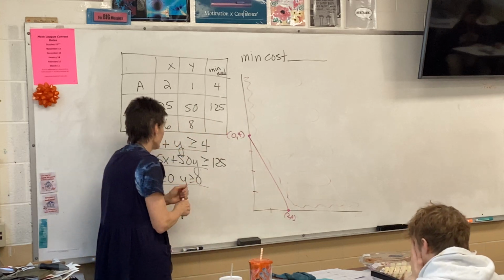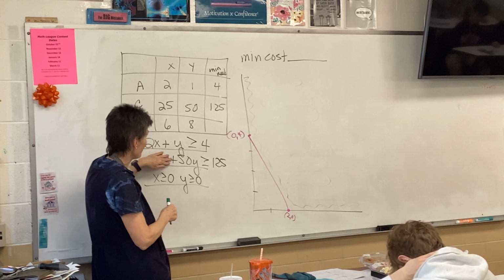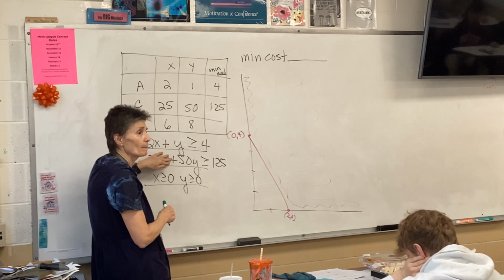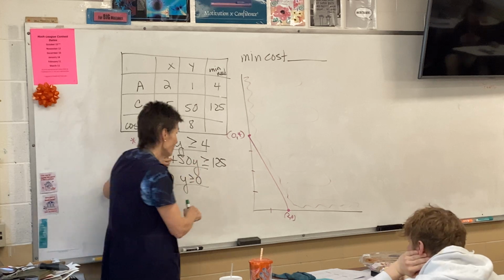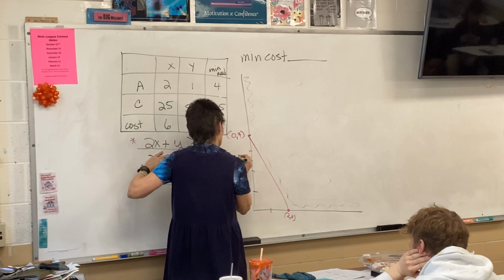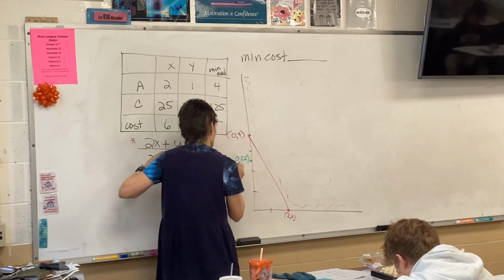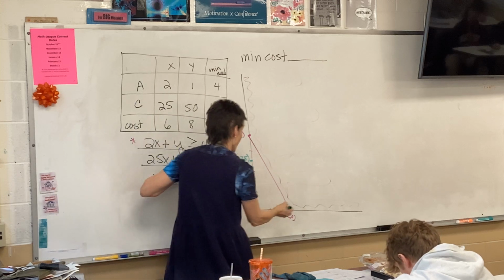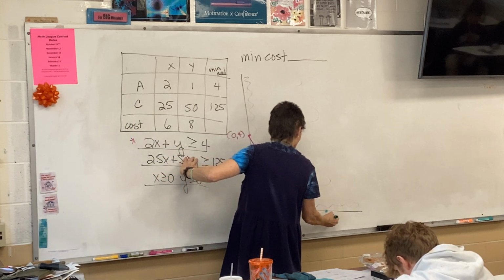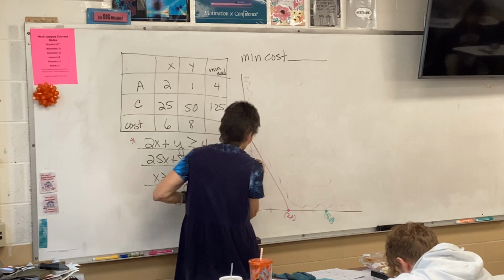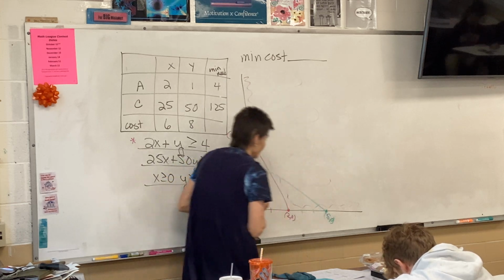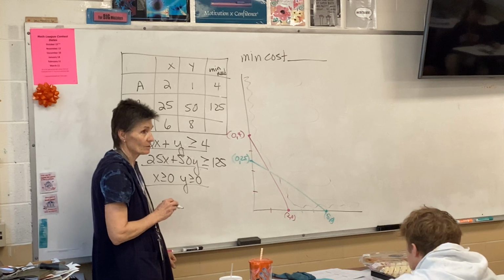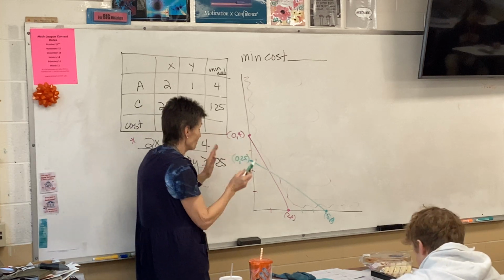All right, use your calculator to help you if you need it. If we cover up x, then y is 2.5. And if we cover up y, x is 5. Connect them with a line. And where is that one shaded?